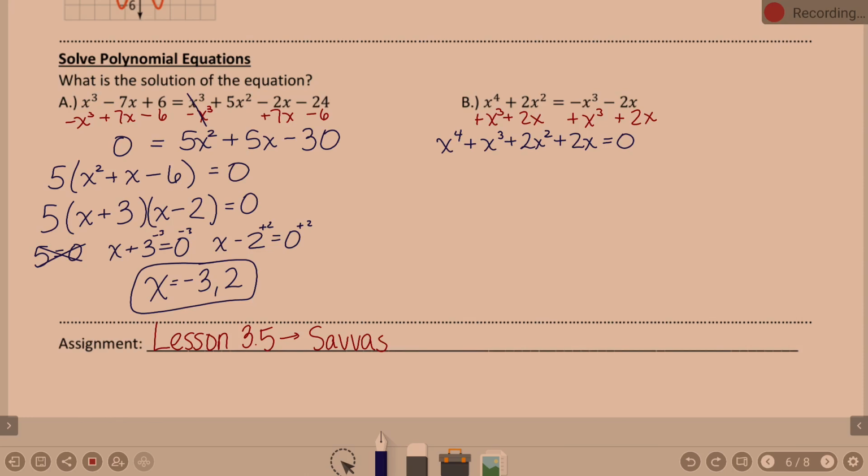Okay. Well, you should be noticing something. Do they all have an x in common? Yeah. So we're going to factor out a GCF of x. X to the 4th, you divide by x, you have x to the 3rd. Plus x to the 3rd, divide by x, you have x to the 2nd. 2x squared divided by x, 2x. 2x divided by x, plus 2.